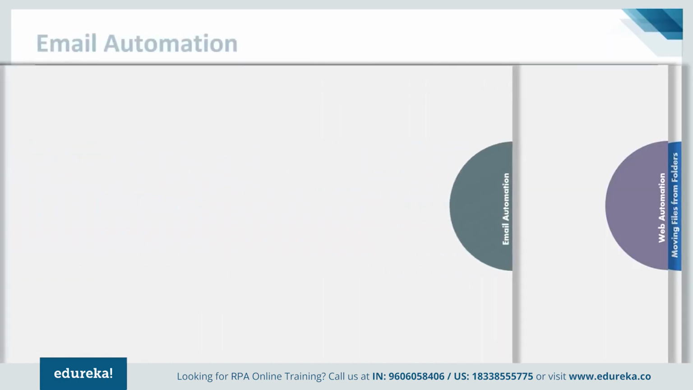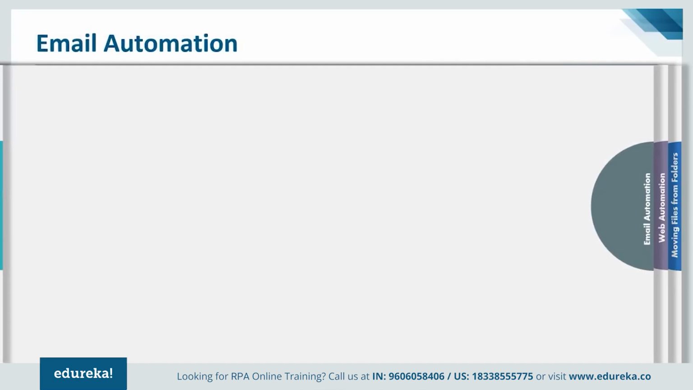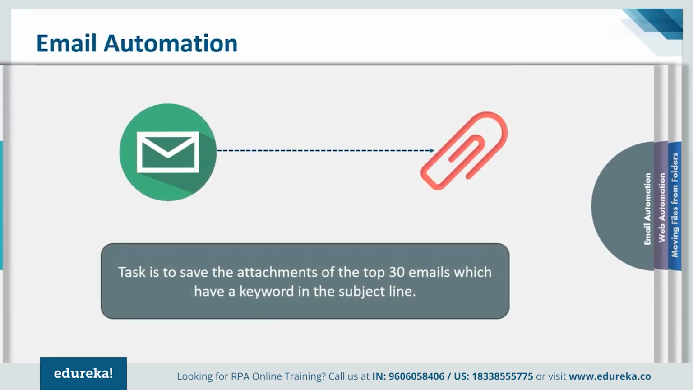Now let's move forward to the next automation, that is basically our email automation. Our main task in email automation is to save the attachments of the top 30 emails which have a keyword in the subject line, right? I hope I'm clear. What I'm simply trying to do is save the attachments of the top 30 emails which have a keyword in the subject line, right? So that's how I'm going to do it.